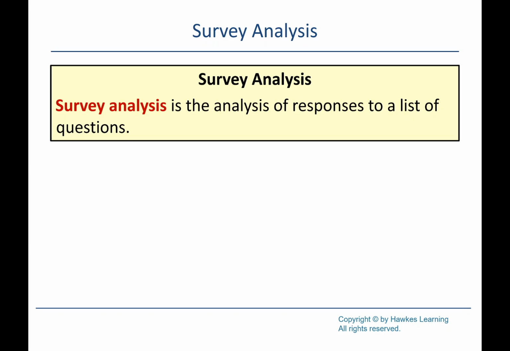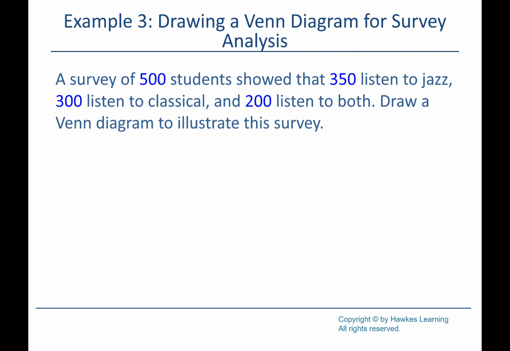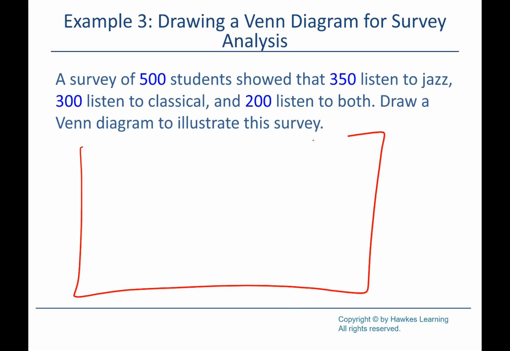All right, so let's look at one. It says a survey of 500 students showed that 350 listened to jazz, 300 listened to classical, and 200 listened to both. Draw a Venn diagram to illustrate this survey. We need 2 circles on this one because we've got jazz and classical. And we do have some people that listen to both, so how do our circles need to look? They've got to overlap.